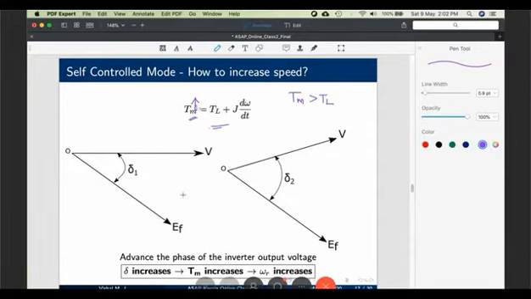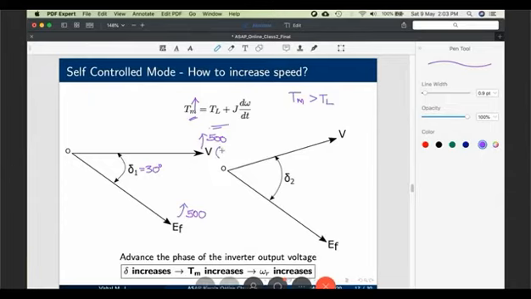Suppose the machine is operating with EF and V at an angle delta, let it be 30 degrees. Both are rotating at, say, 500 RPM. I want to increase the speed of this machine to, say, 600 RPM. What am I supposed to do? Increasing delta directly by increasing frequency is not possible, because the speed of the rotor dictates the speed of the RMF. So in which other manner can we do it?